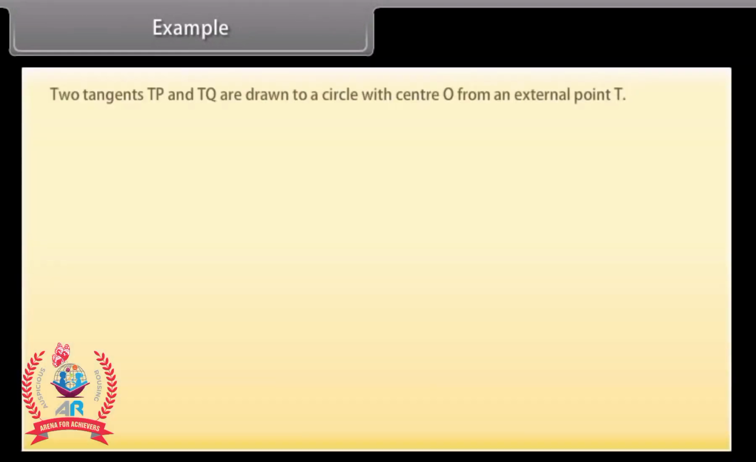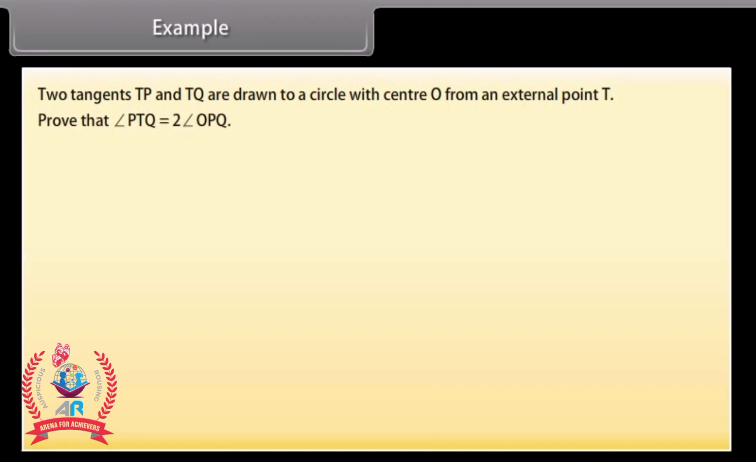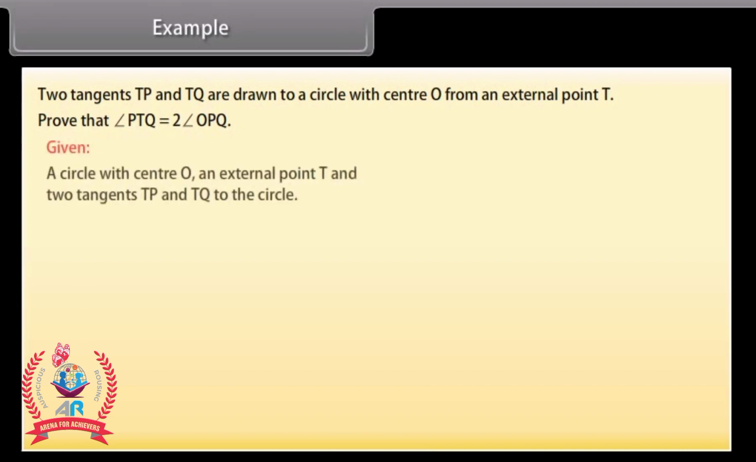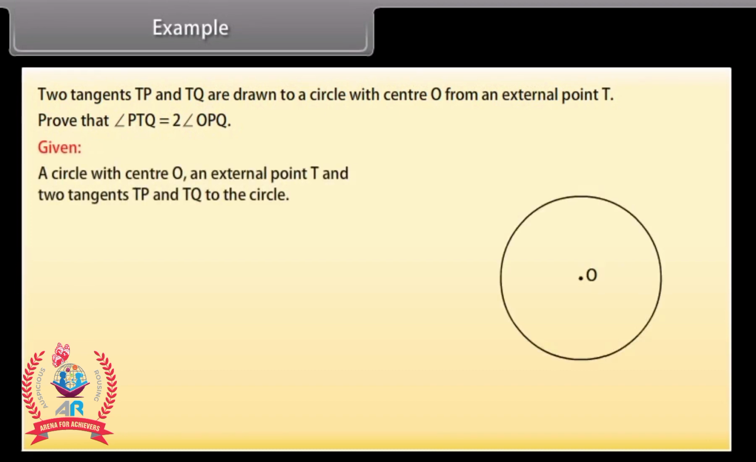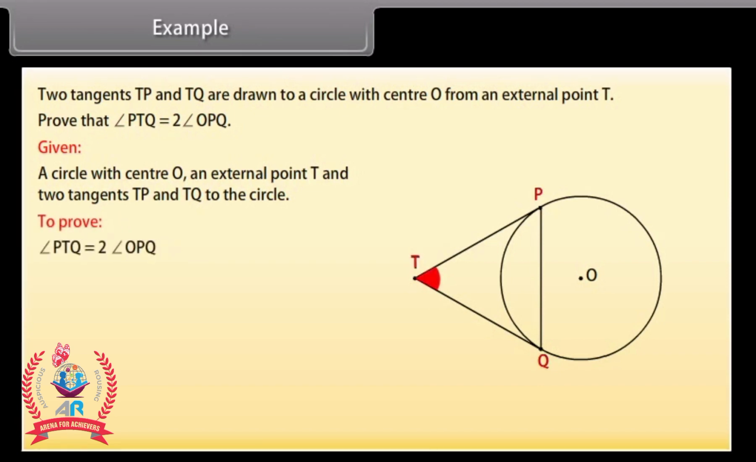Example. Two tangents TP and TQ are drawn to a circle with center O from an external point T. Prove that angle PTQ is equal to 2 angle OPQ. We are given a circle with center O, an external point T, and two tangents TP and TQ to the circle where P and Q are the points of contact. We need to prove that angle PTQ is equal to 2 angle OPQ. Let angle PTQ be equal to theta.